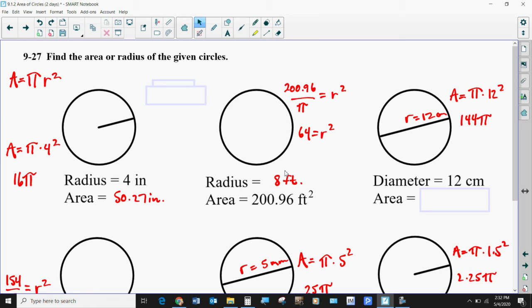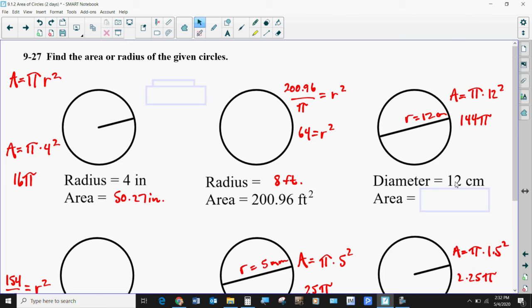Now, let me just tell you, if you're not sure whether or not you got this correct, then just plug 8 feet into the area formula. What's 8 squared? It's 64. What's 64 times pi? It should get you back to 200.96 or close to 201.